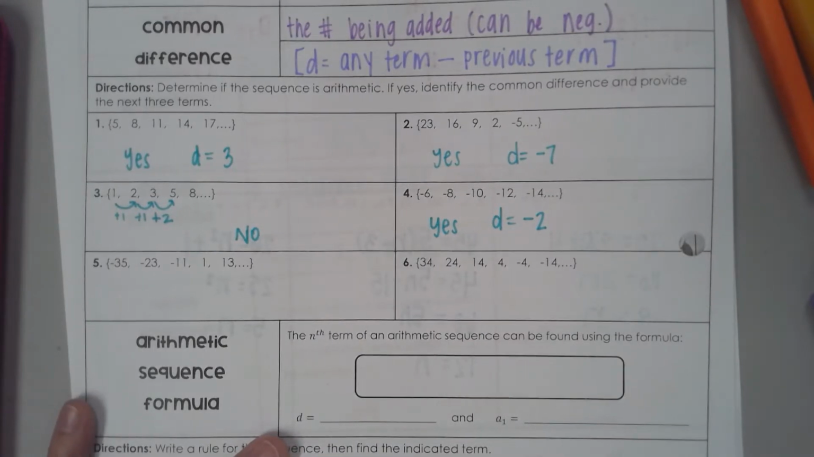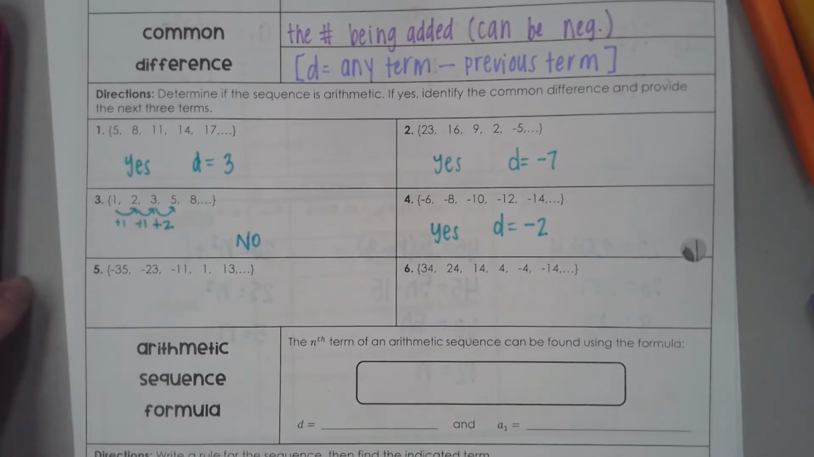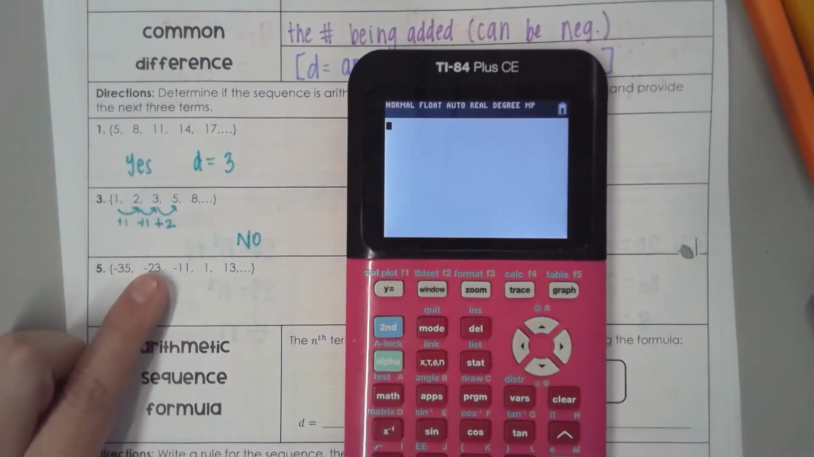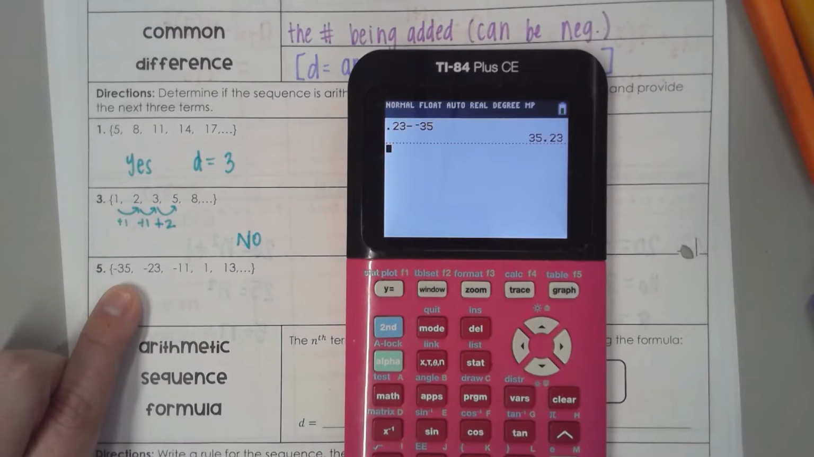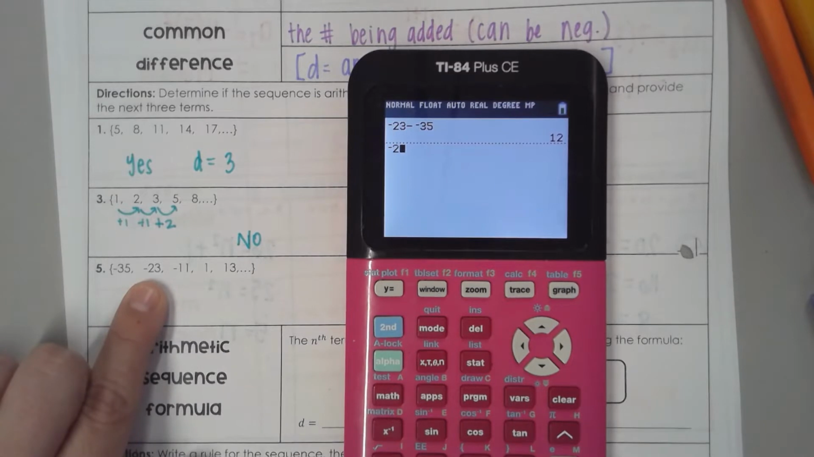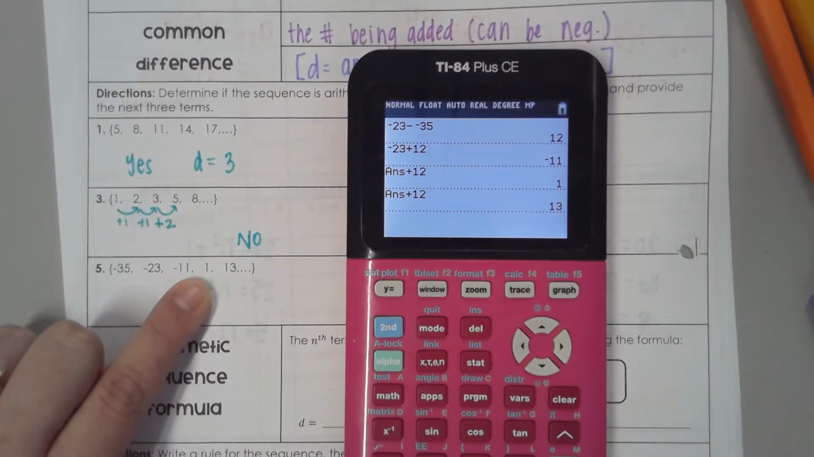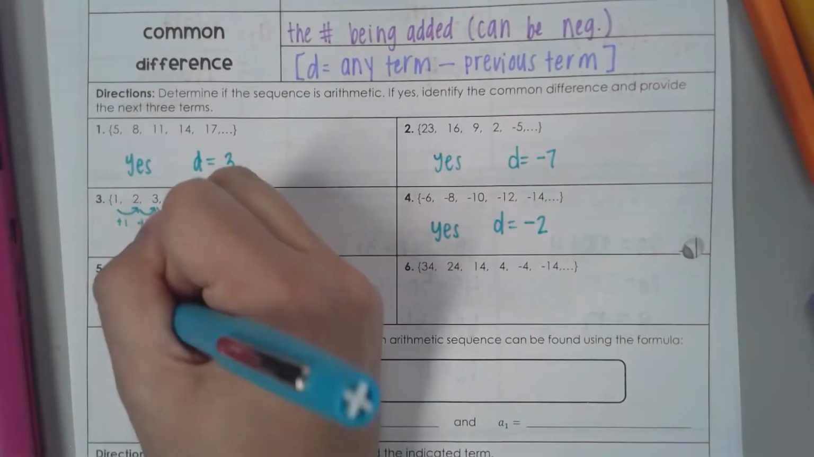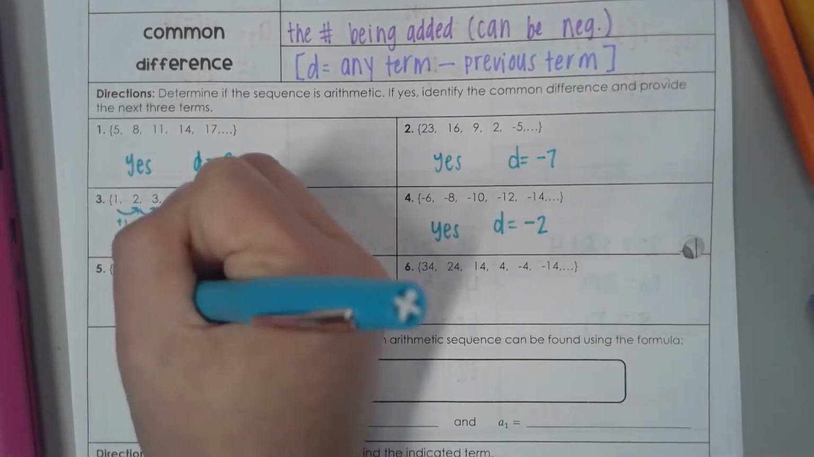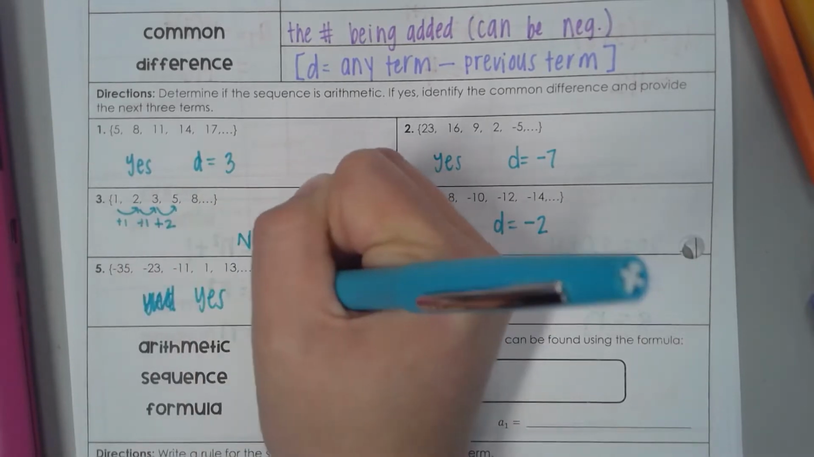Number 5. If you don't know, take any term, subtract the one before it. -23 minus -35. So it looks like my difference might be 12. So -23 plus 12, plus 12, plus 12. Yep. So yes, d equals 12.